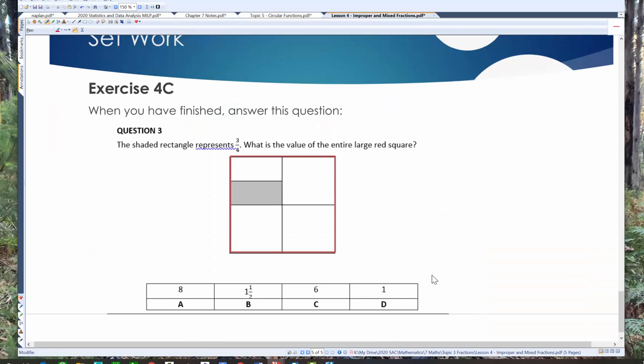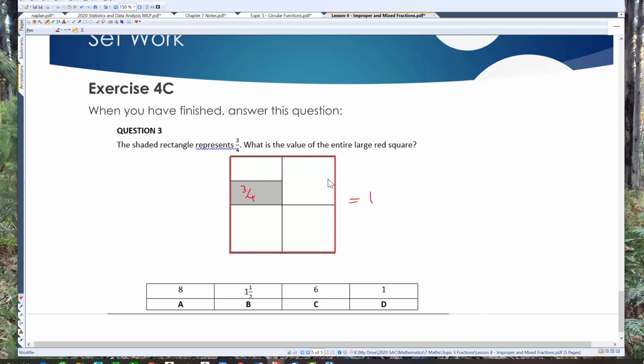Here we go with a couple of additional questions here. And if you try question 3 out, this is a pretty good question. The shaded rectangle represents 3/4. Here is our shaded rectangle. What's the value of the entire large red square? So many students see an object and they say that it equals 1. Well, who told you it's equal to 1?